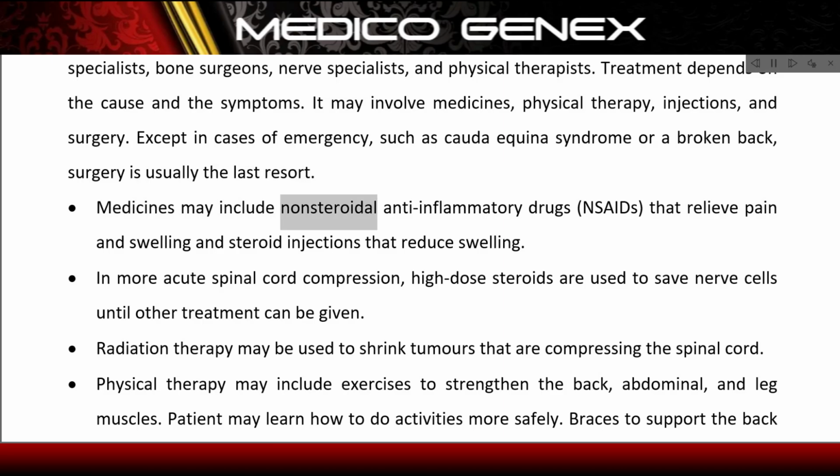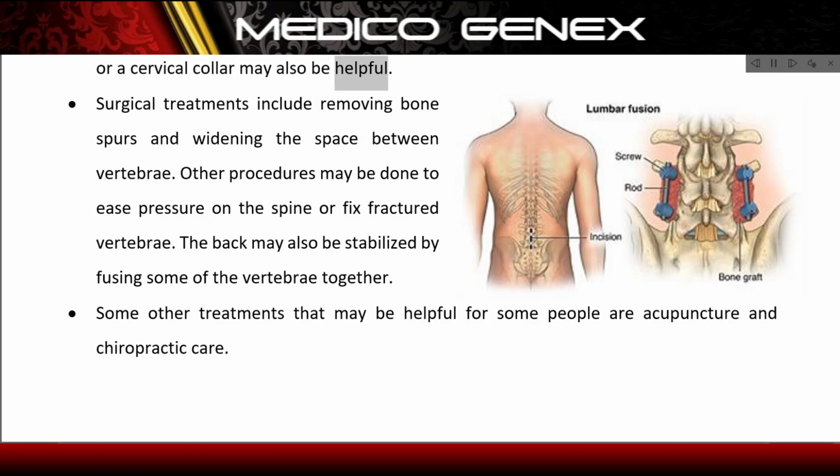Medicines may include non-steroidal anti-inflammatory drugs, NSAIDs, that relieve pain and swelling, and steroid injections that reduce swelling. In more acute spinal cord compression, high-dose steroids are used to save nerve cells until other treatment can be given. Radiation therapy may be used to shrink tumors that are compressing the spinal cord. Physical therapy may include exercises to strengthen the back, abdominal, and leg muscles. The patient may learn how to do activities more safely. Braces to support the back or a cervical collar may also be helpful.